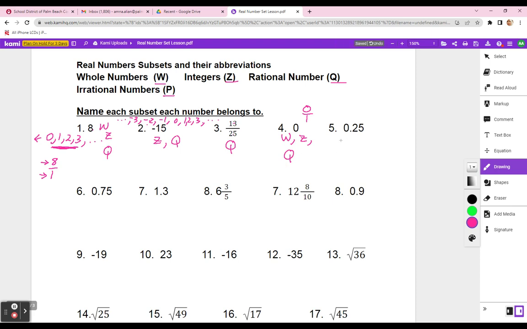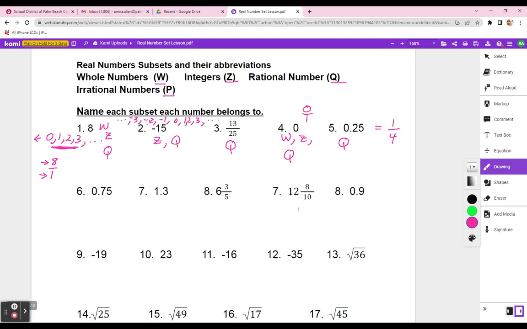All right, so the next one, the first thing we want to do is see if we can convert that to a fraction. Well, 0.25, is that the same thing as 1/4? So this is a rational number because 0.25 is 1/4, so it is rational. It is not an integer because it is a decimal part. It's less than 1. It's less than whole. And it's not a whole number either.